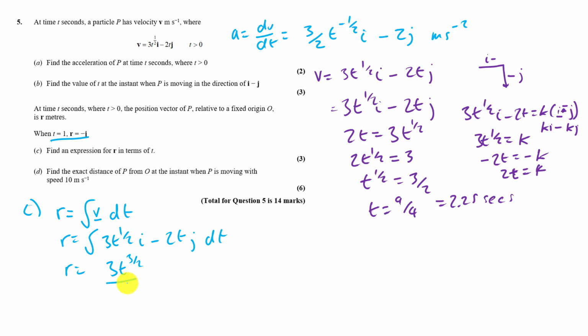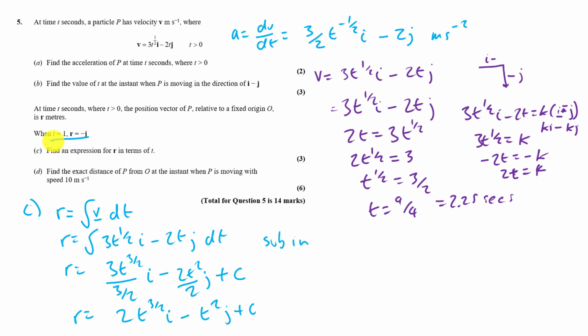So add one to the power and divide by 3 over 2, that's i, minus, well, that would be 2t squared over 2 j, and then what do we need to add? The plus c. Now we're going to simplify that to r equals 2t to the 3 over 2 i minus t squared j plus c. Now we can sub in what we have up here, which you're good at.